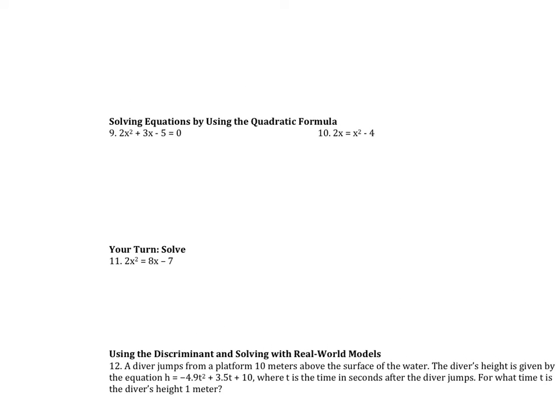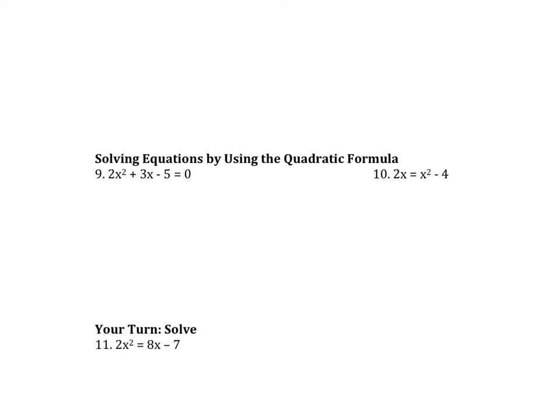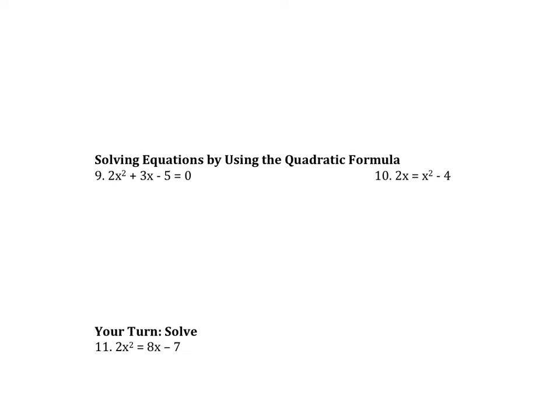All right. Now the big one is solving equations by using the quadratic formula. So with that, let's actually talk about what the quadratic formula is. It is x equals negative b plus or minus the radical of b squared minus 4ac. So there's our discriminant that we were using before, and then that is all over 2a.